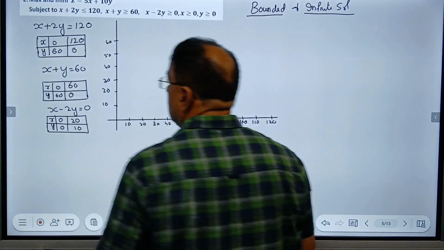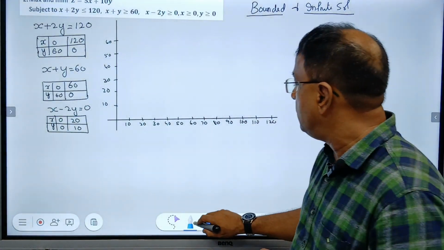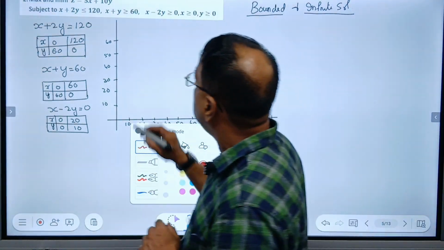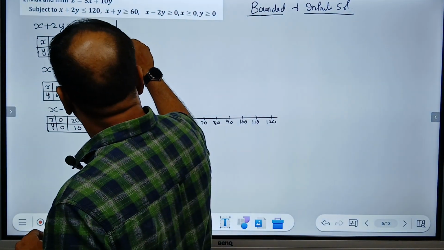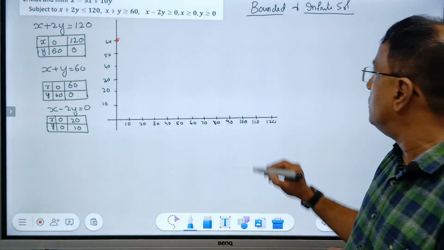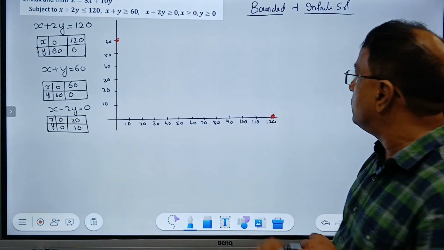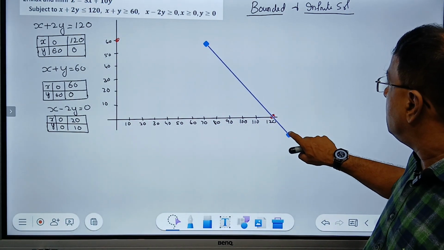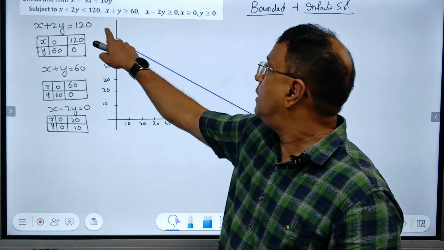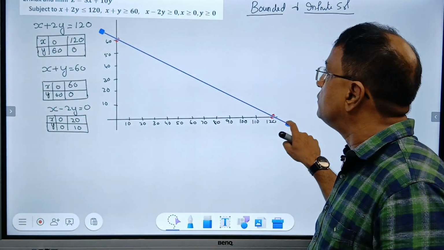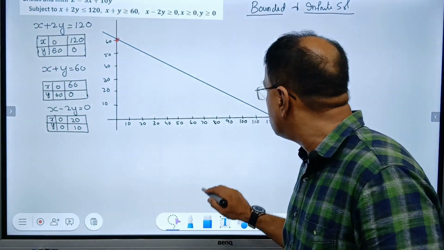Now let's plot the first graph. The points are 0, 60 and 120, 0. 0, 60 is here and this is 120, 0. So I have to join these. This goes straight there. A little adjustment you have to do, and you got the first equation.